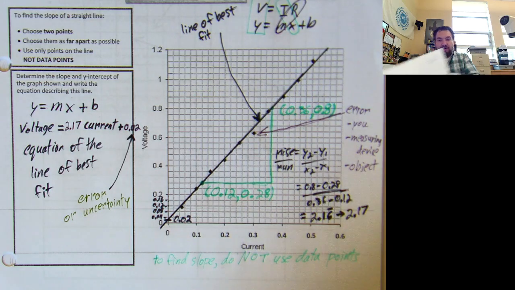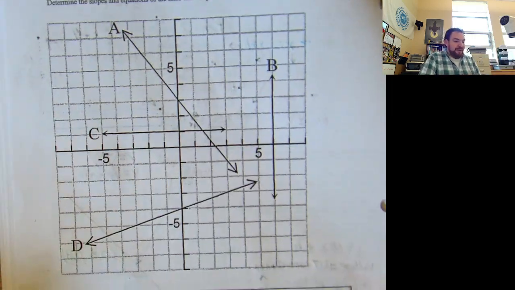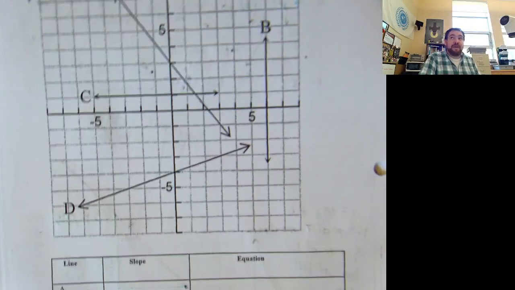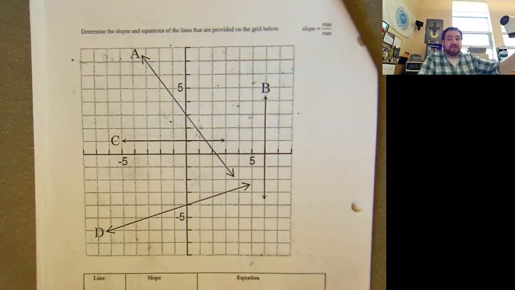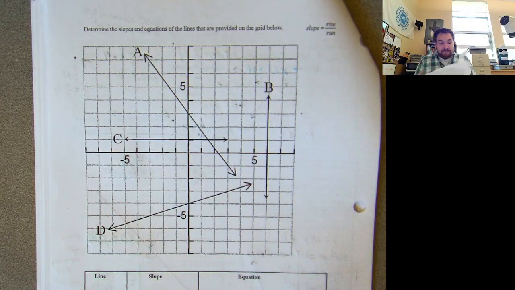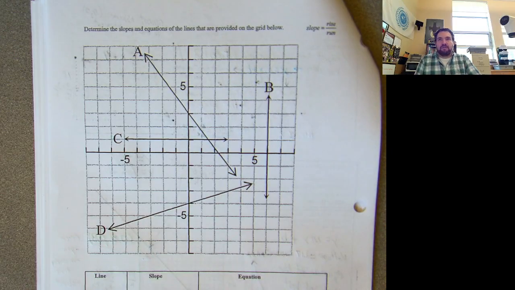Okay, if there are no questions, comments, concerns, I want you to flip the page. Real quick here, I've got 4 lines, A, B, C, and D. I would like you to find me the slope and the equation of those lines. On your mark, take giver. I'll give you a couple minutes to do that, and then we're going to talk about rules for wrapping things.